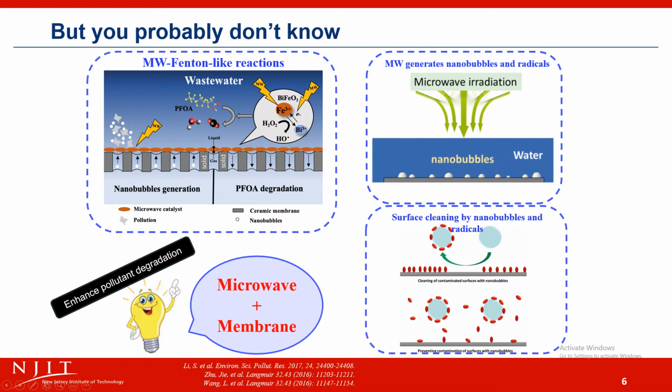First, we will coat the ceramic membrane with a microwave responsive catalyst, and here we use bismuth ferrite. Then, under the microwave radiation, the catalyst is able to promote the conversion of hydroxide to hydroxyl radicals, and the high-energy radicals can oxidize the PFOA and achieve PFOA degradation. Meanwhile, the microwave is also able to generate nanobubbles, which can deal with membrane fouling by adsorbing charged surface substances.